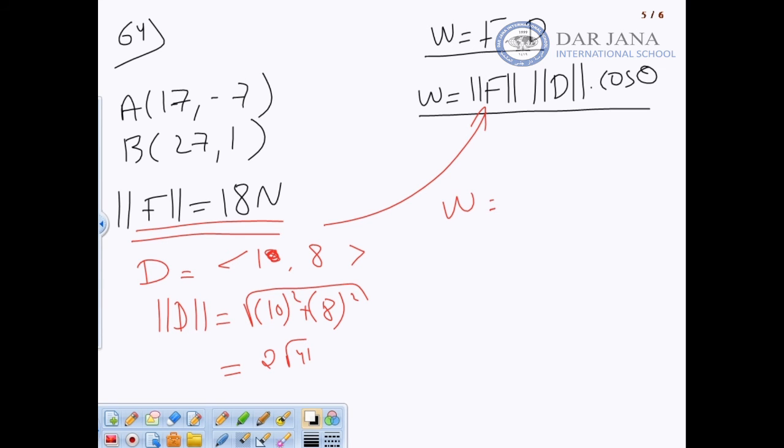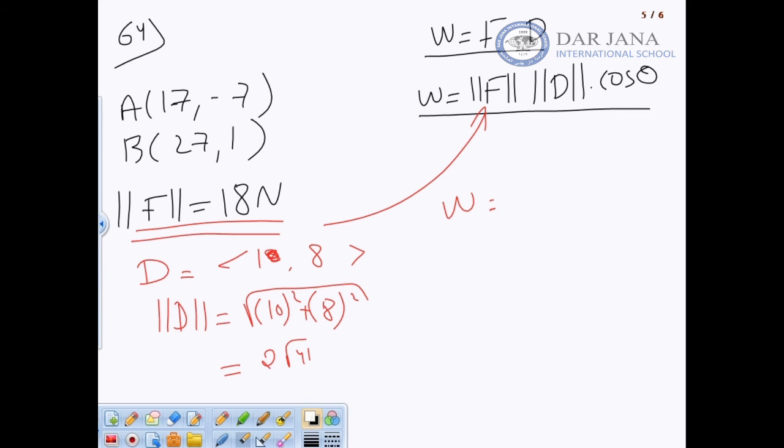Now let's find the angle between them. The angle between them is not given. That means the angle is going to be 0 degrees. They are parallel. Find the work done by the given force F acting in the direction from point A to point B. So we will assume that they are parallel.